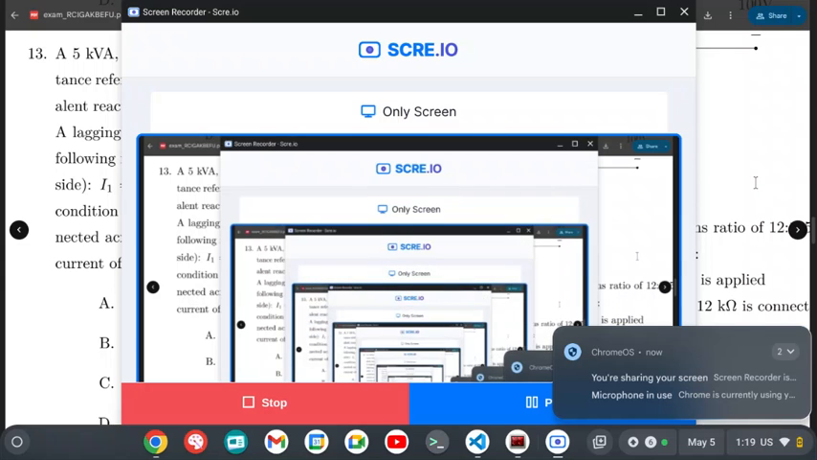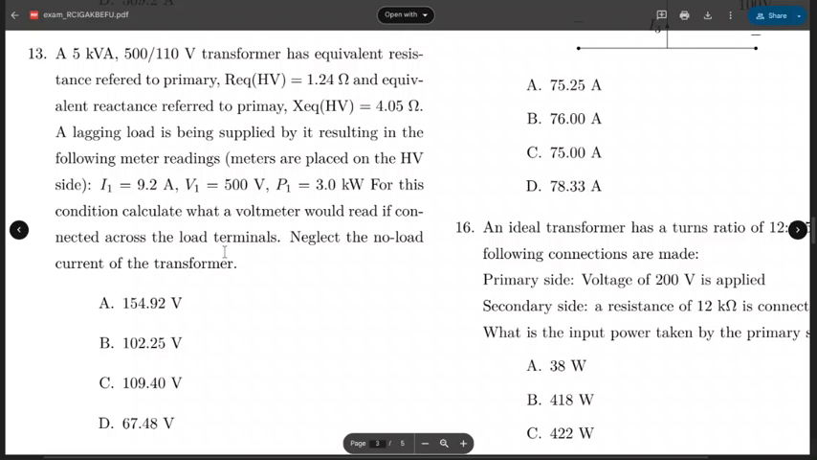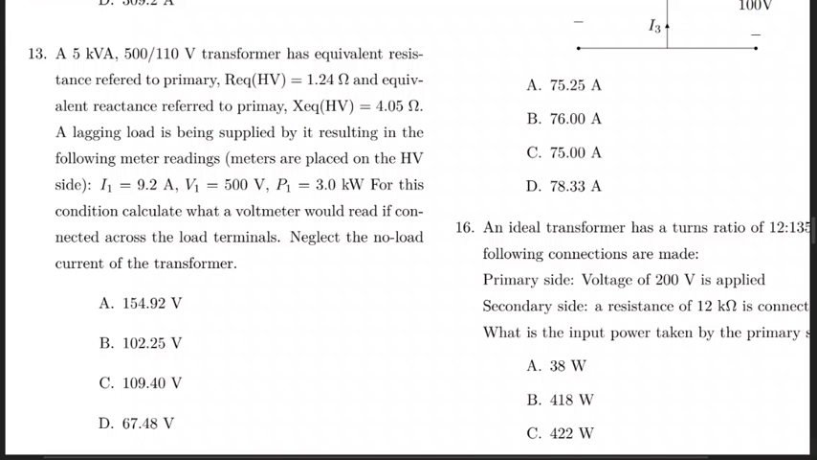Hello everyone. So in this video, I'm going to now solve question number 13 that is here. Again, based on this question, a few students have doubt how to solve this. So that's why I'll just quickly show how to solve it. Question number 13 that we are doing now. So as usual, we begin by creating a circuit diagram.